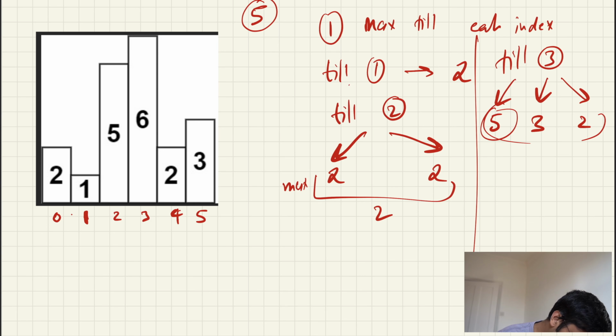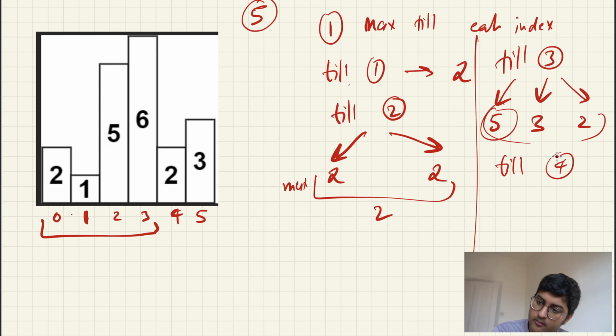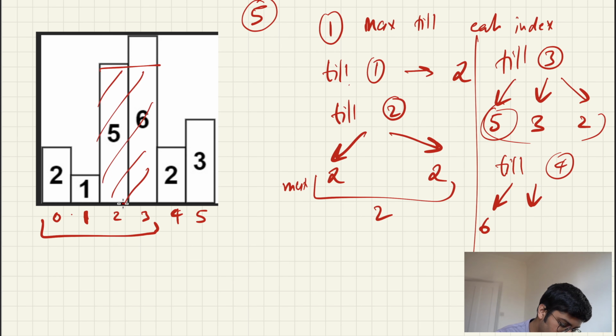Now if I talk about till 4, means this thing. So till 4, what are the answers that I can have? Maximum I can make from 6, this bar, I cannot go left, I cannot go right, so only 6 I can make. Maximum I can make from 5, I cannot go left, but I can go right. 10.